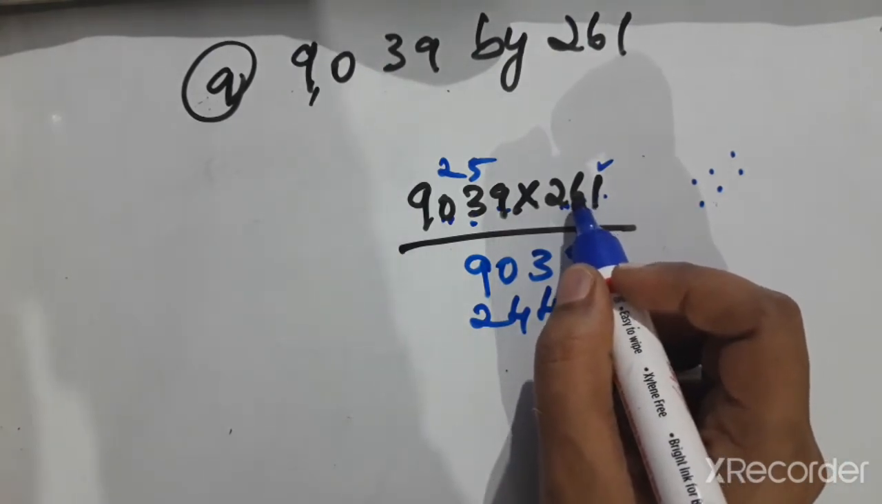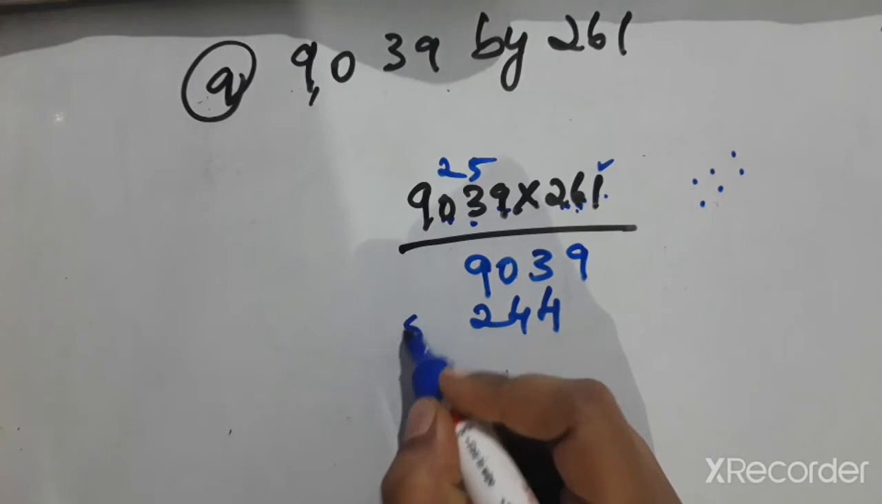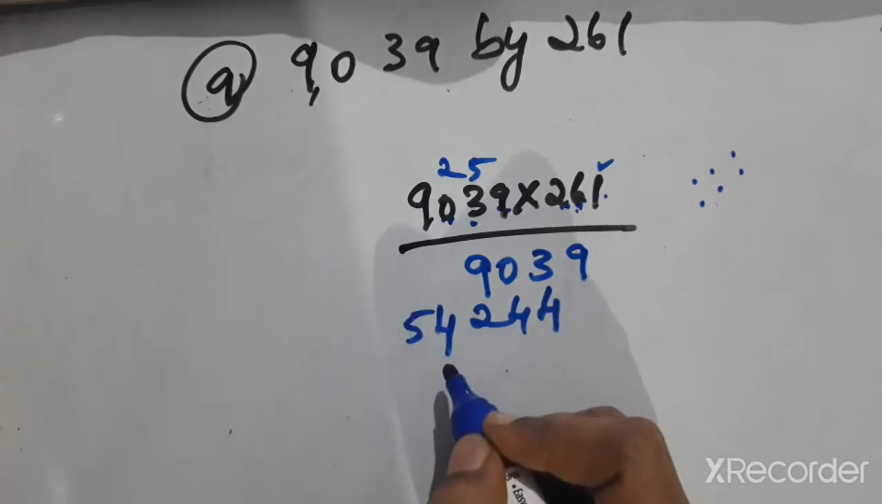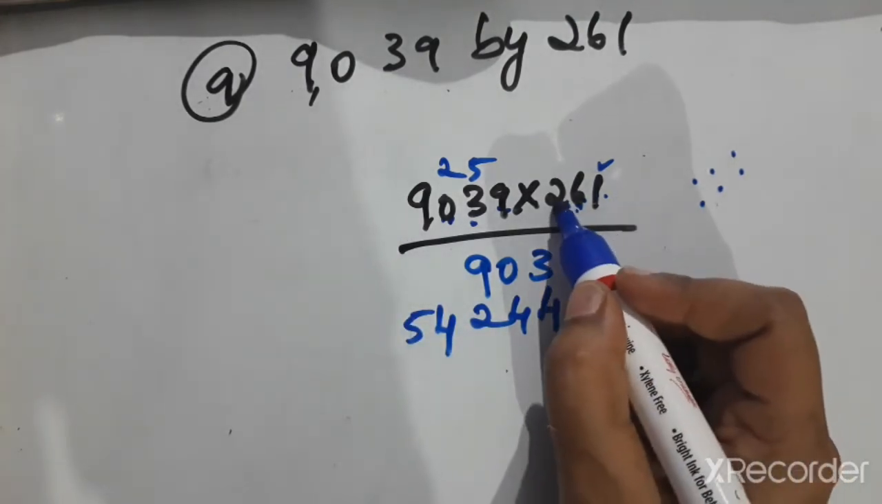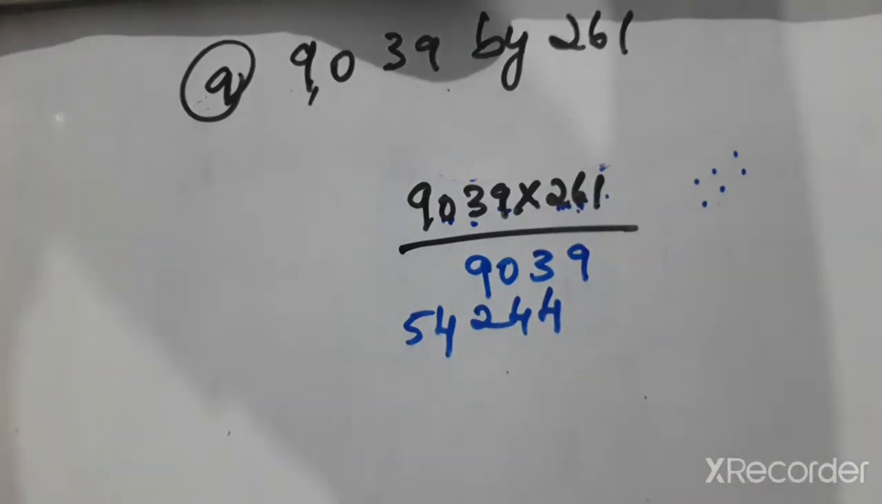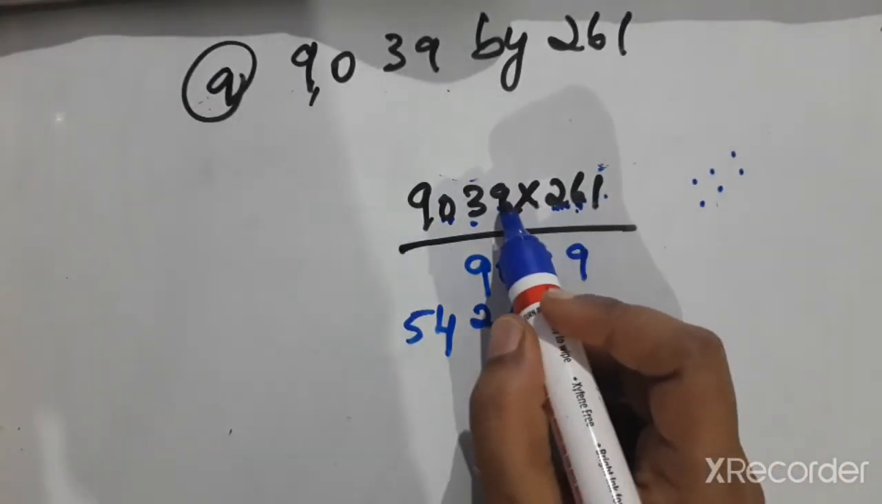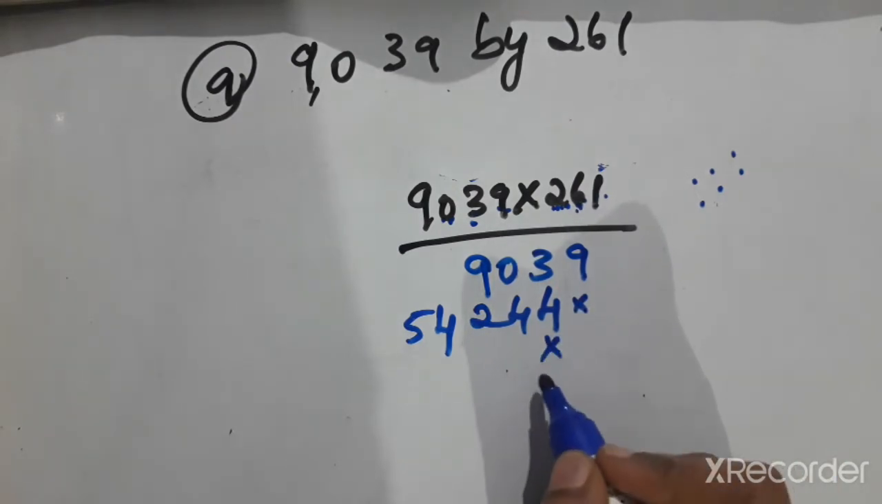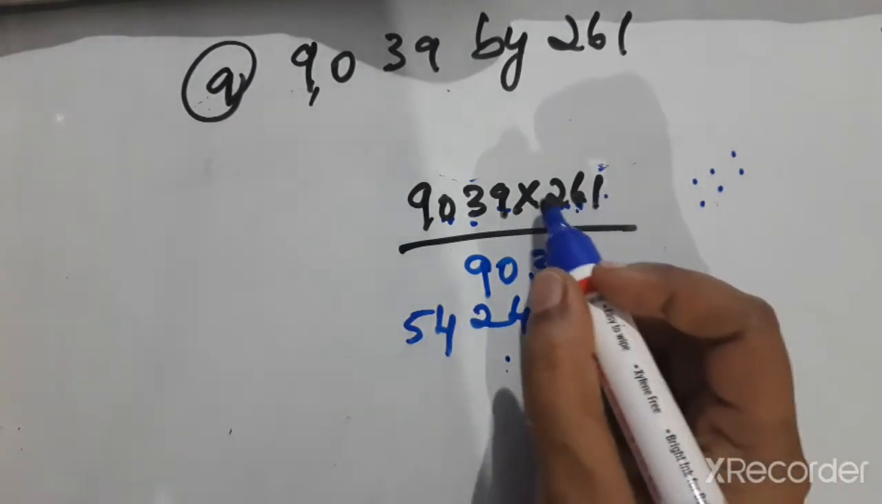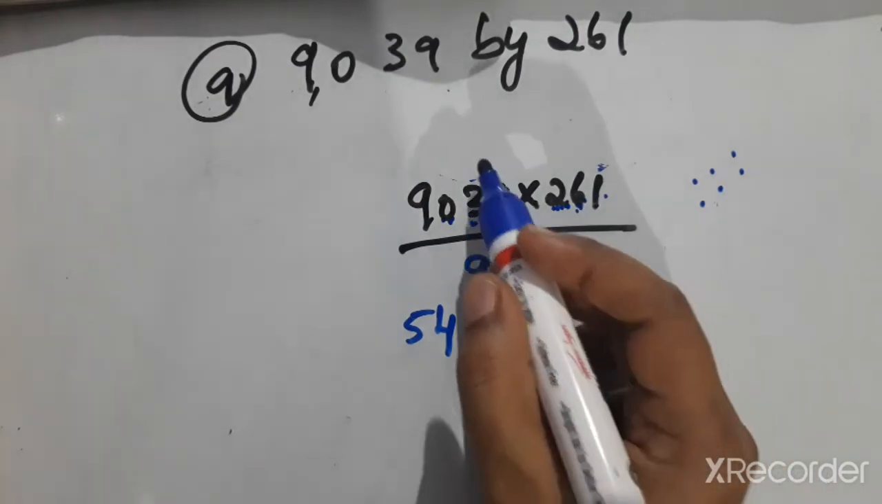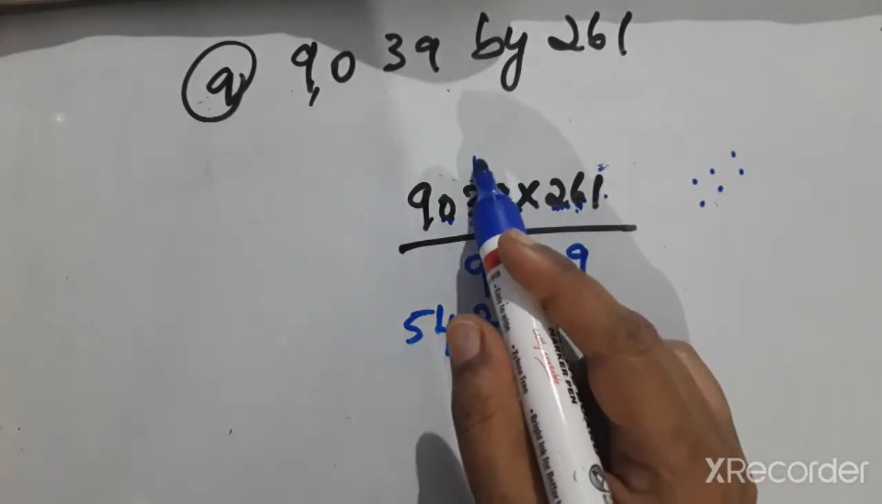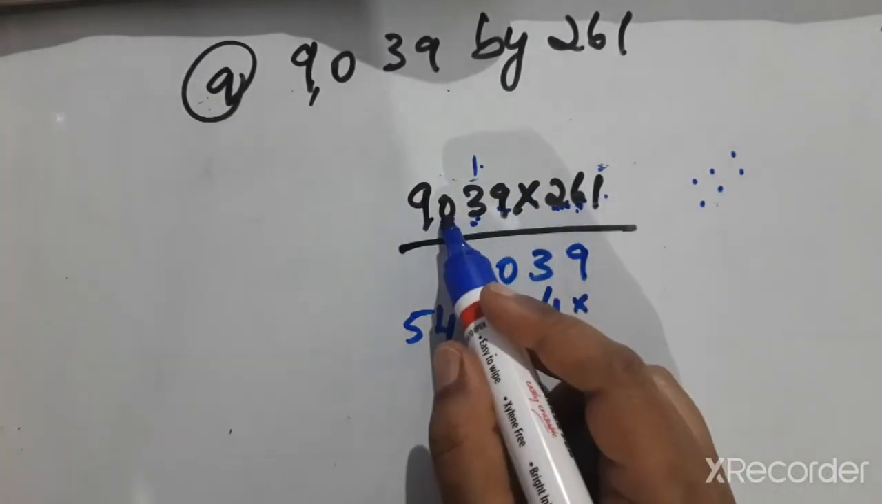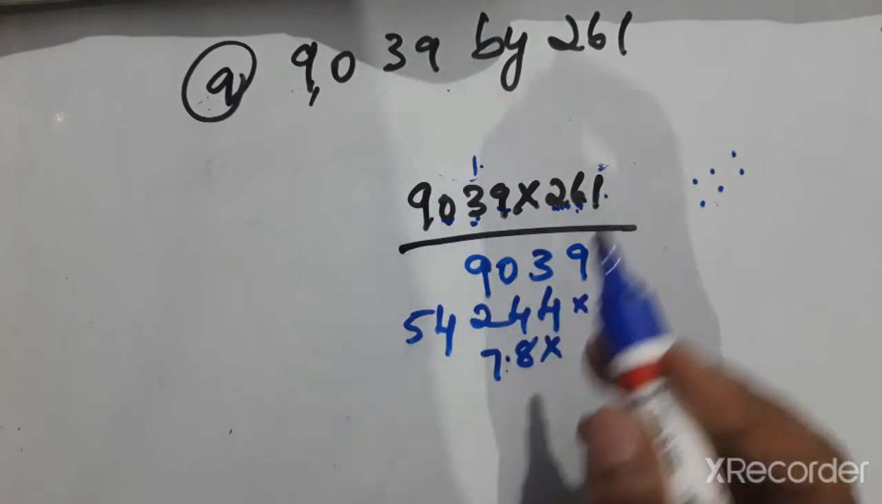Now 6 9s are 54. Now next line, with 2 we have to multiply each number. Okay, with 2 each number we have to multiply. This number we have to leave, and here we have to leave one space and write. 2 9s are 18. 8. 1 carry out to next place. 2 3s are 6 plus 1 is 7. 2 into 0 is 0. Any number multiply with 0 is 0.